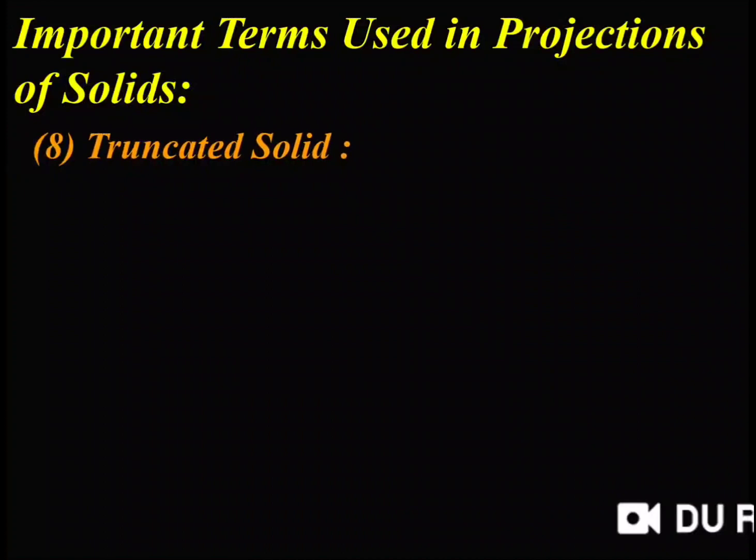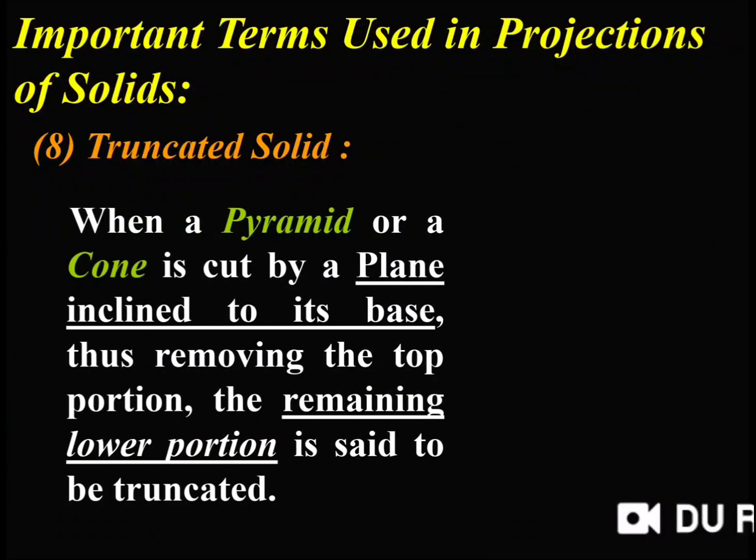Truncated solid. When a pyramid or a cone is cut by a plane inclined to its base, thus removing the top portion, the remaining lower portion is said to be truncated.